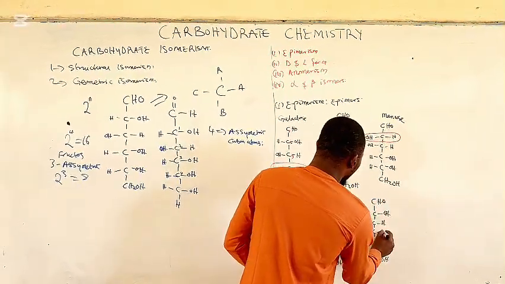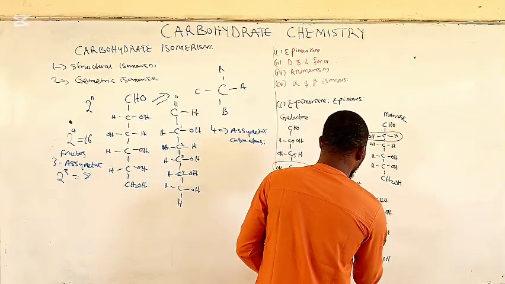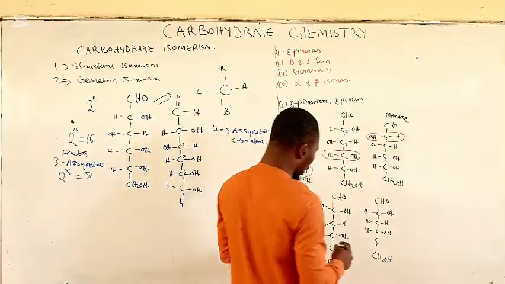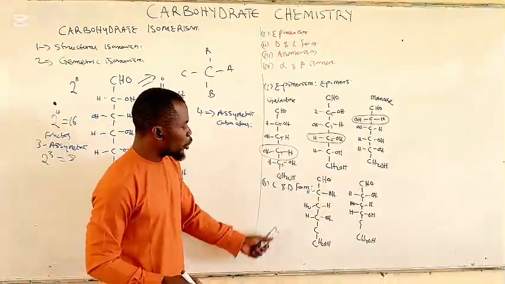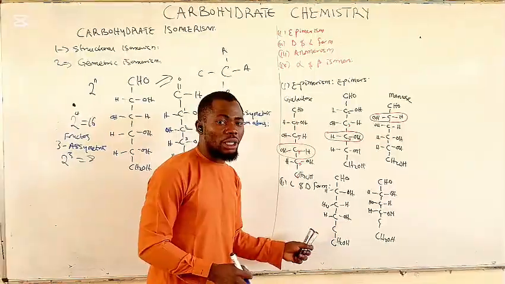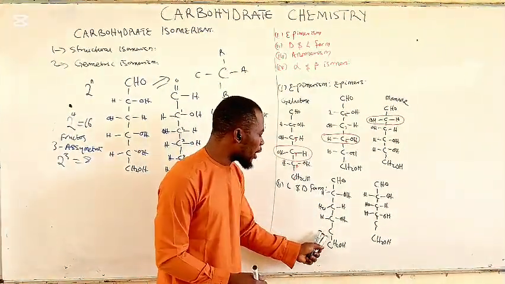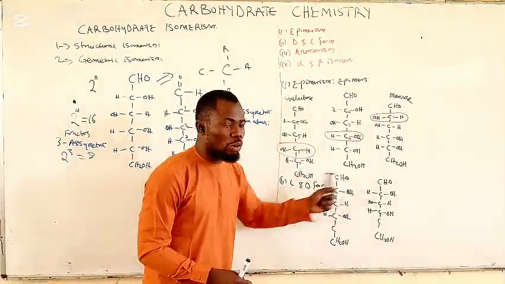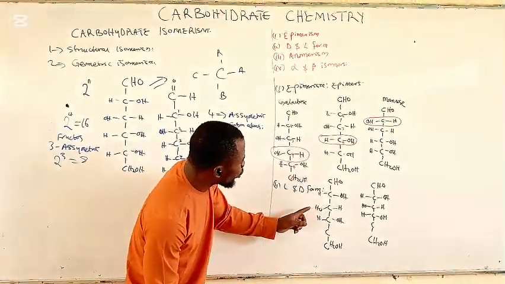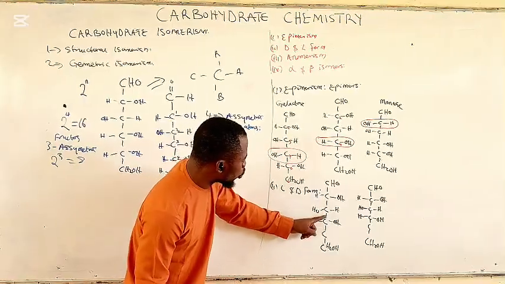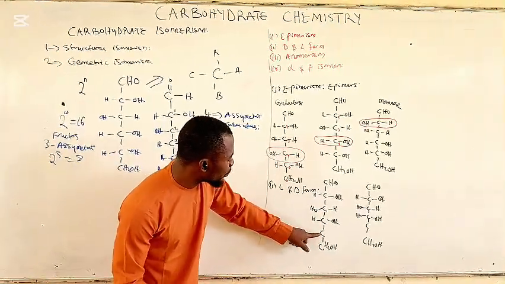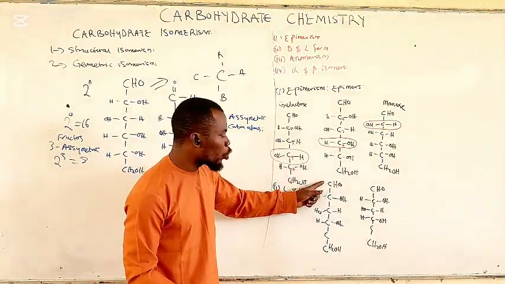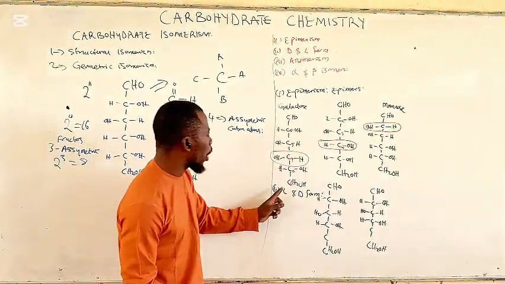Okay. H, OH, here is H, HO, and H. Now, we say that L and D forms only differ at the asymmetric carbon atom that is far away from the carbonyl functional group. If you look here, the asymmetric carbons are 1, 2, 3, 4. So this fourth asymmetric carbon atom is the one that is farthest away from the carbonyl functional group, and it is the one that gives reference to L and D form.